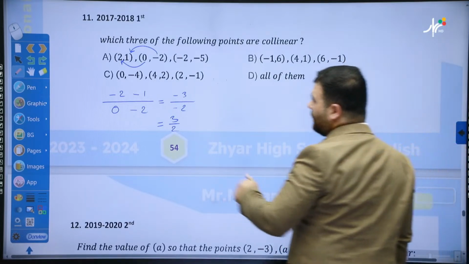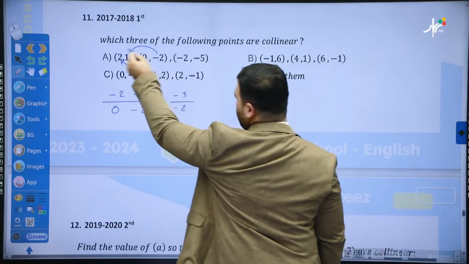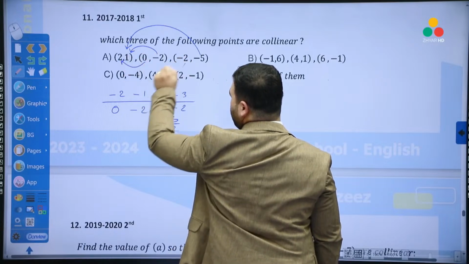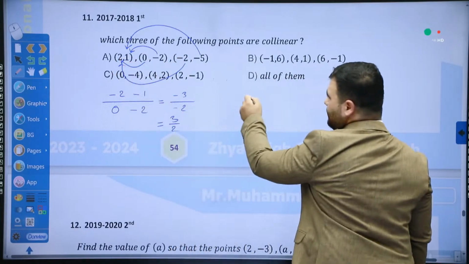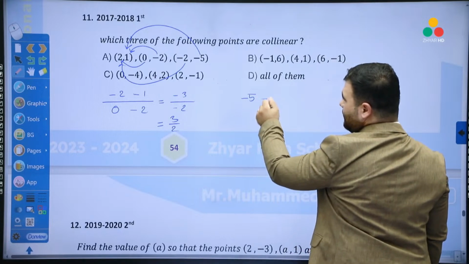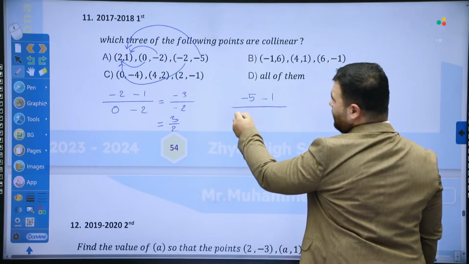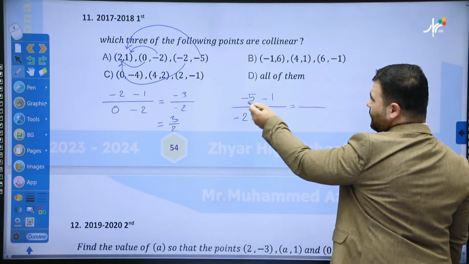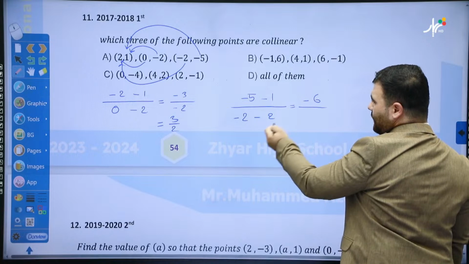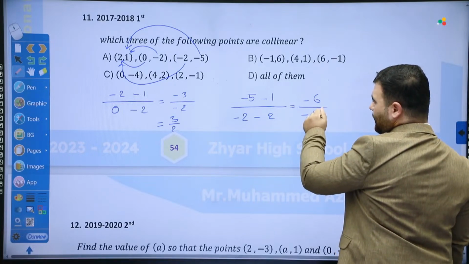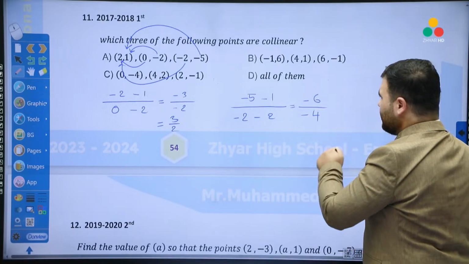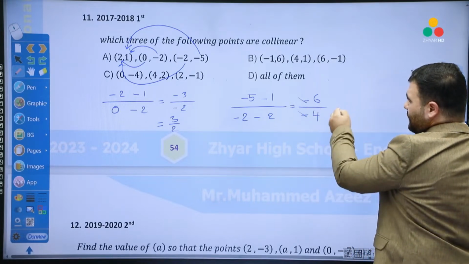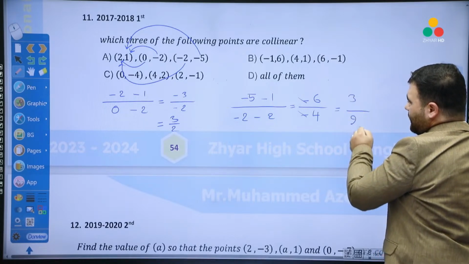Now let's see the slope of first and third. Negative 5 minus 1 over negative 2 minus 2. This is equal to negative 6 over negative 4. If we simplify, negatives cancel each other, divide by 2, that is 3 over 2, which is the same slope.